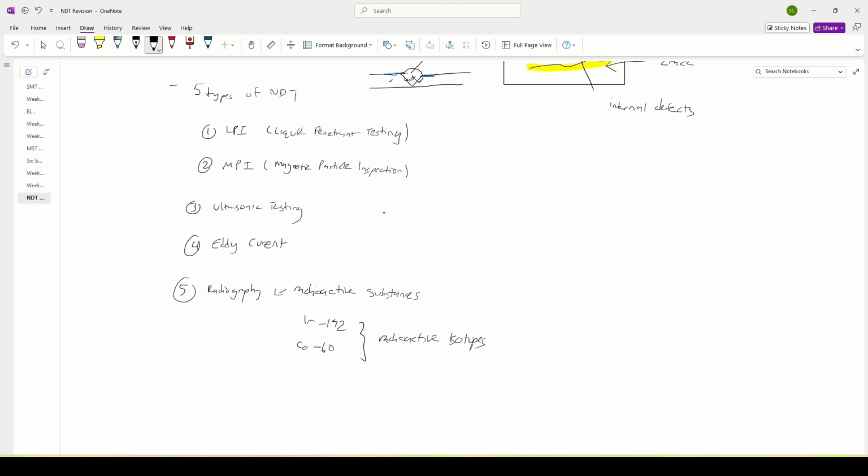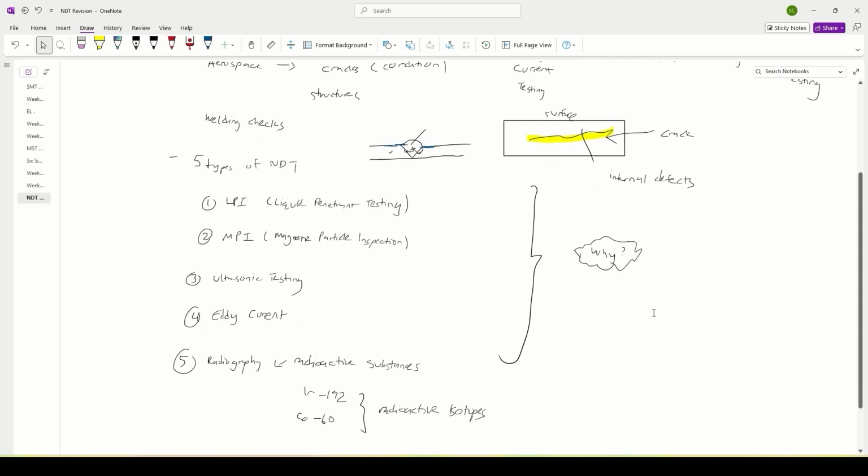First, let's take a look at more of the liquid penetrant. But first off, why are these so important? Why do we invest so much money into doing NDT? Why is the question that comes to your mind. Why do we do NDT?